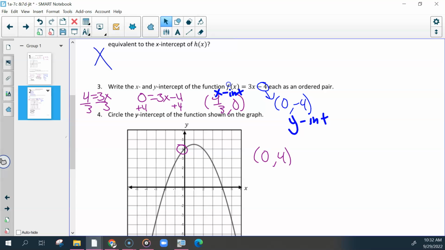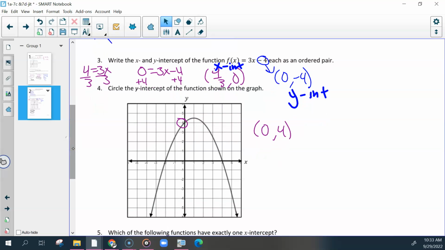And then your y-intercept, you didn't really have to do any work for that one because this was given to you in slope-intercept form. So if you find your y-intercept, that would be your ordered pair, (0, -4). And then for number 4, you just had to circle the y-intercept of this function, which was right here. I also put the ordered pair, but you didn't have to do that part. Questions on either of those?